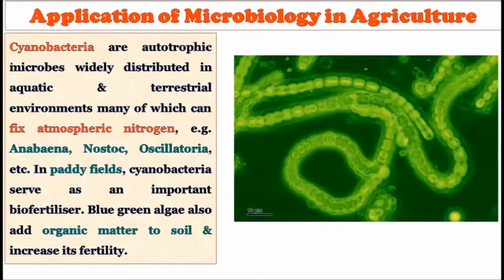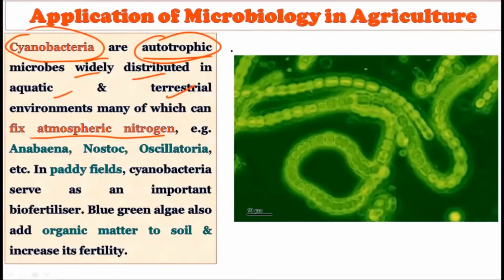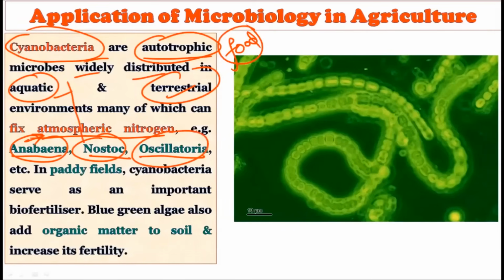Now see, these cyanobacteria are autotrophic microbes widely distributed in aquatic and terrestrial environments, many of which fix atmospheric nitrogen. See, these cyanobacteria are autotrophic, that is, they can prepare their own food. They are not dependent on other organisms for their food. They are distributed not only in the aquatic environment but also in the terrestrial environment, and many of them fix atmospheric nitrogen. For example, Anabaena, Nostoc, Oscillatoria, etc. These are all cyanobacteria, distributed in aquatic and terrestrial habitats, and they fix nitrogen.